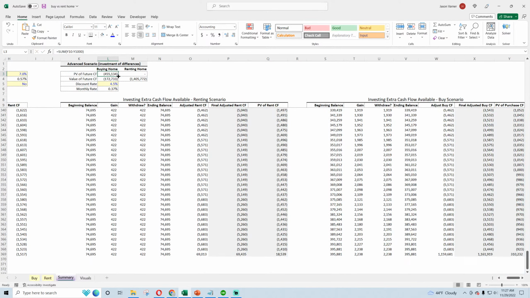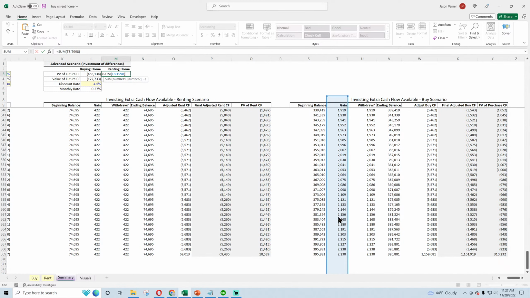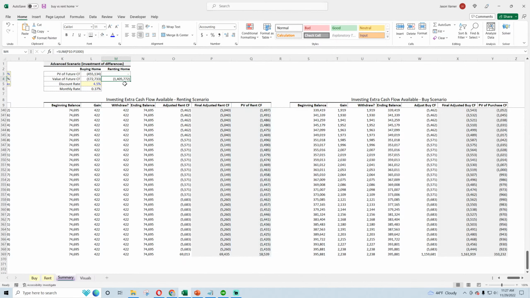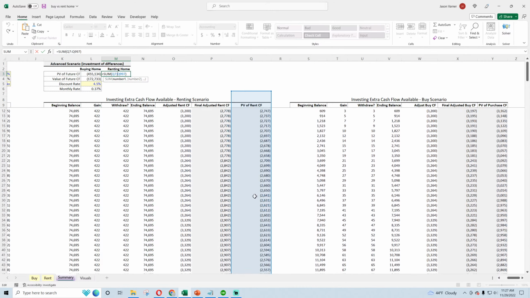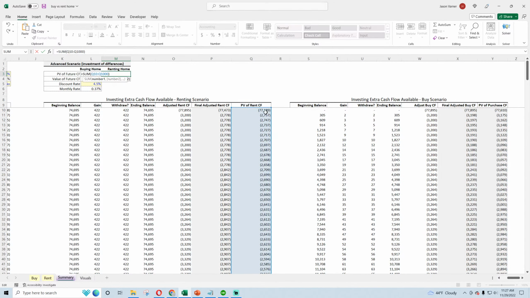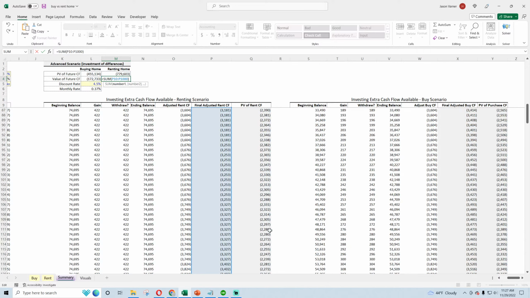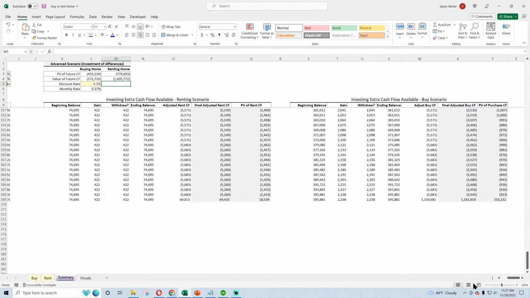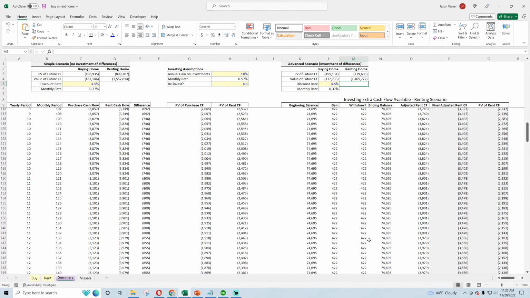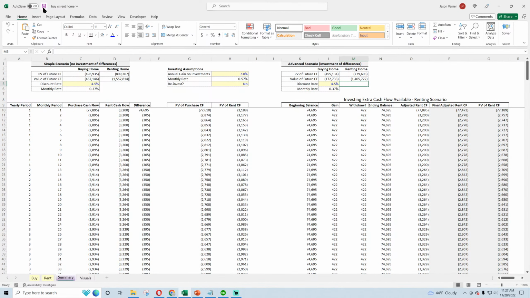Now, renting. Present value is here, and I believe, hold on, what's starting here? Okay, and total value, non-discounted, is here. Okay, so there's our advanced scenarios of investing. Now, let's say we are reinvesting the dividends.